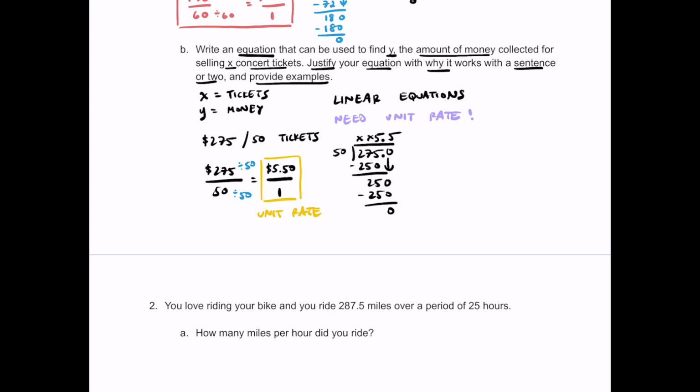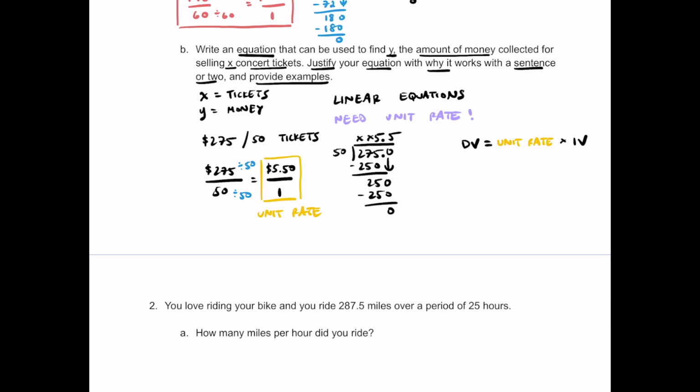And we need to think about, okay, how do we write our linear equation? Well, typically we say our dependent variable is equal to the unit rate multiplied by the independent variable, right? So the dependent variable, what depends on what? I think if you were to sell more of these tickets, you would make more money. So I think the money depends on the tickets you sell.